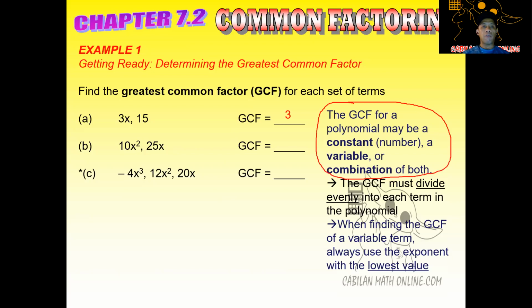All right, now you notice in this question, both terms, both the 10x squared and the 25x, have an x. So we do have to have a letter as part of the greatest common factor for this one. Now this is where the second rule down here applies. It says, when finding the greatest common factor of a variable term or a term with a letter, we always use the exponent with the lowest value. So between 10x squared and 25x, the variable with the lowest exponent in this case would just be the x. So for the greatest common factor here, it's going to be 5x.